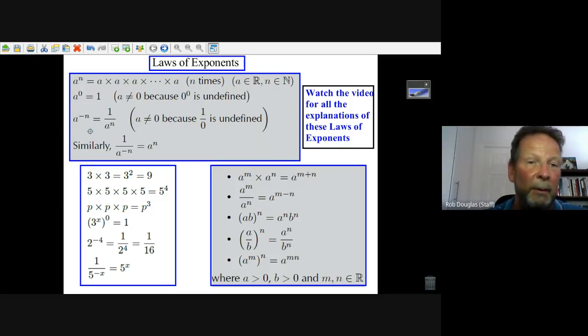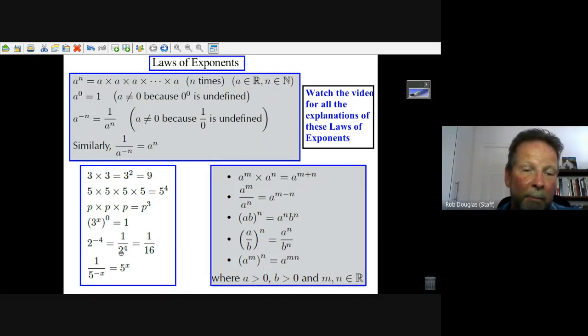Now, negative exponents, some of you might not know too much about that. When you see a negative exponent, like 2 to the minus 4, what this negative means is it's really a fraction, 1 divided by 2 to the fourth power. Well, 2 to the fourth power, 2 times 2 four times, is 16. So 2 to the minus 4 is 1 over 16.